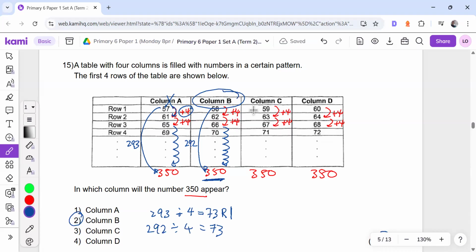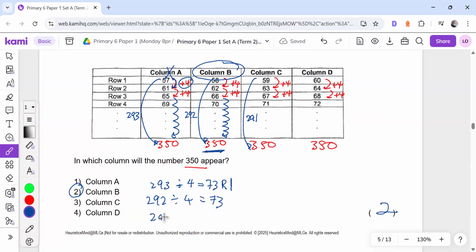But how about column C? You can try and minus. You take 350 minus 59, you get 291. Then you take 291 and divide by 4. Do you have a remainder? Yes, you will have a remainder: 72 remainder 3. Once there's a remainder, that's not the correct column. And column D will be the same. There's a remainder. So this is how you do it.